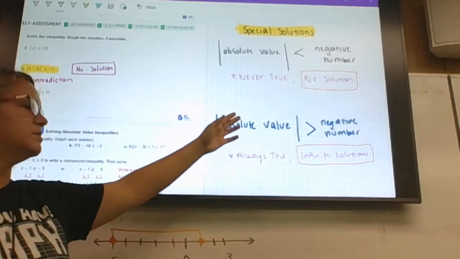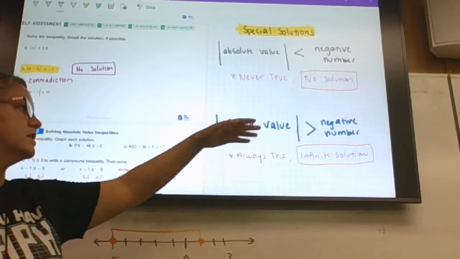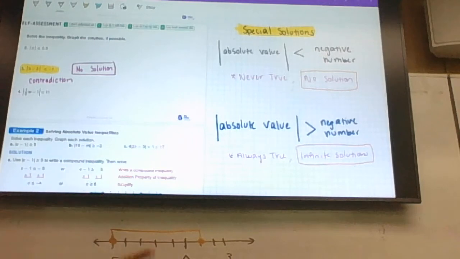Exactly. X could be negative 1,000,000 or positive 1,000,000. It'll always be true. X could be anything. Well said.